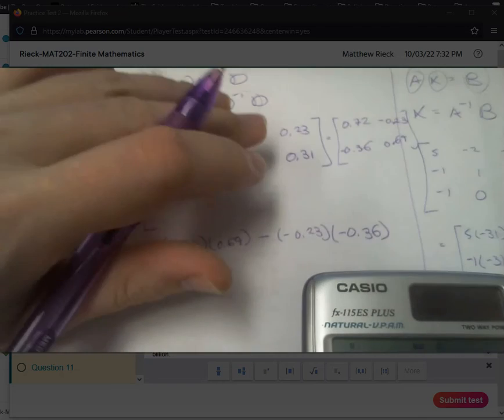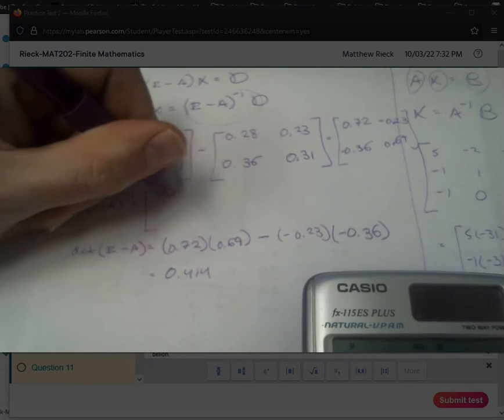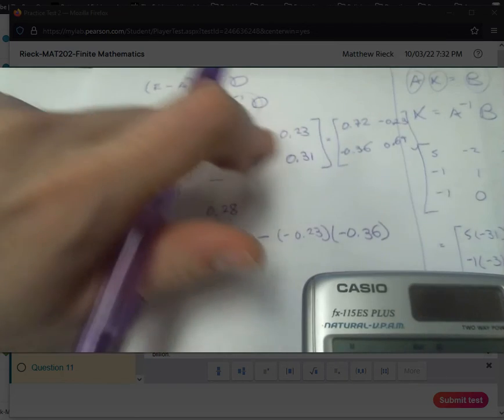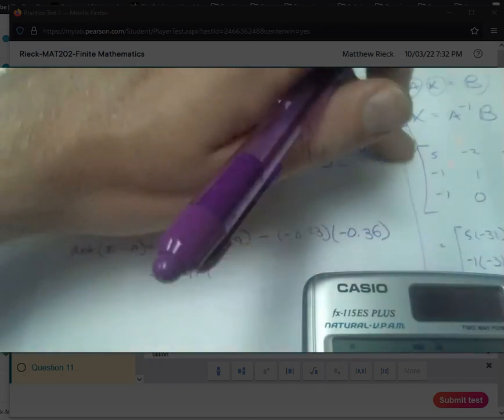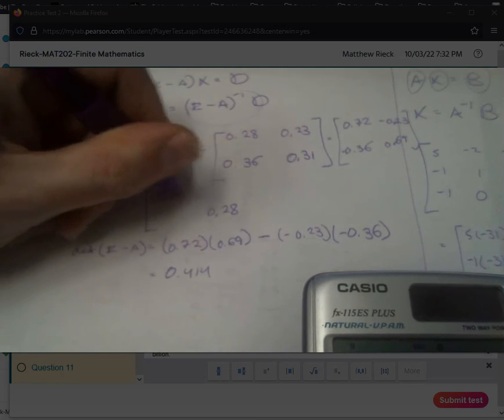All right, so then my inverse. To find the inverse of a 2 by 2, you're just going to swap the entries along your main diagonal. So I'm just going to swap these entries along my main diagonal here. Oh, I should be using this one here. Yep, sorry.